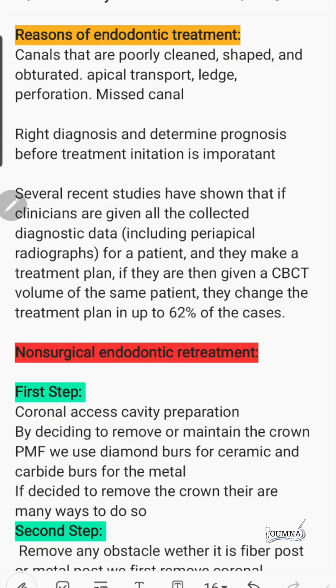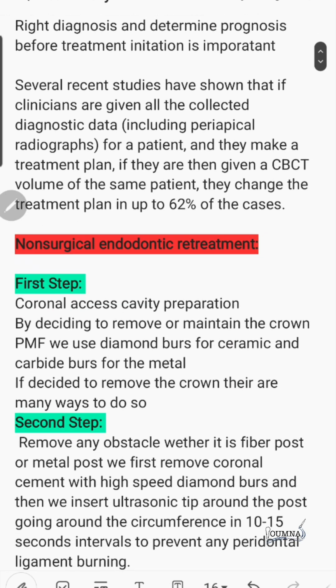Reasons of endodontic treatment failure: canals that are poorly cleaned, shaped, and obturated, apical transport, ledge, perforation, and missed canals. Making the right diagnosis and determining the prognosis before treatment initiation is important.